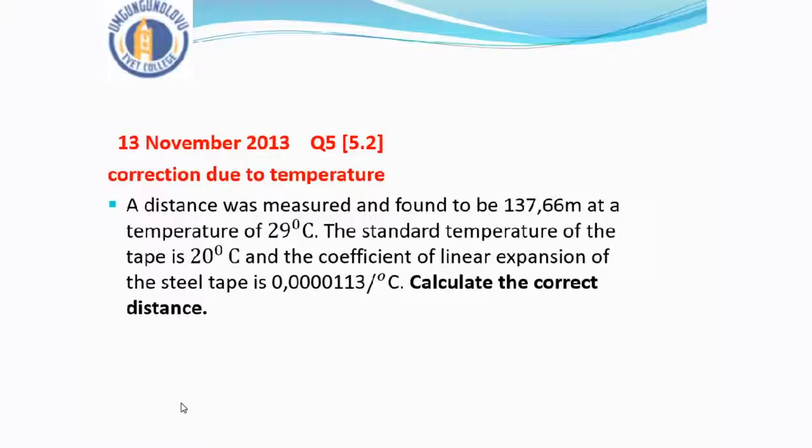So the first thing that we need to do: our standard temperature of the tape is 20 degrees Celsius, but we did our measurement at 29 degrees Celsius, which means we have exceeded the standard temperature of the tape. That's why we need to do the correction first before we get the correct distance.